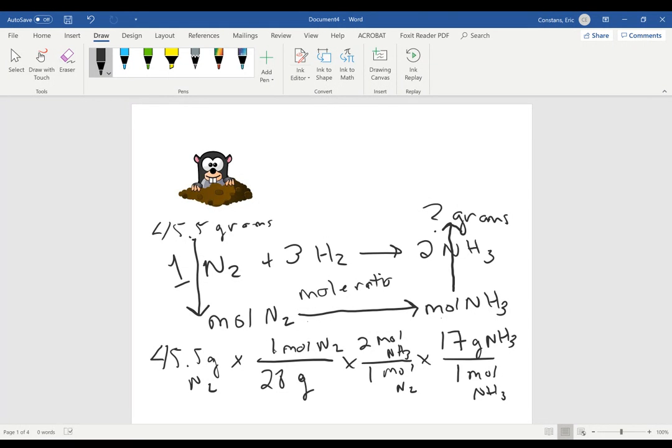We're starting above ground, grams of given, this is given. We're ending above ground, grams of unknown. To get from above ground given to above ground unknown, we have to tunnel down into the ground to the moles area. So the moles live underground. So 45 grams, go to moles, use the mole ratio to go to moles of NH3, then use your molar mass to go back up to grams of NH3. So that's one way to remember how to set up this kind of problem.